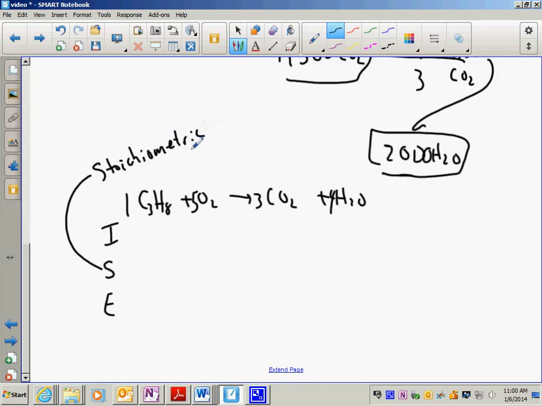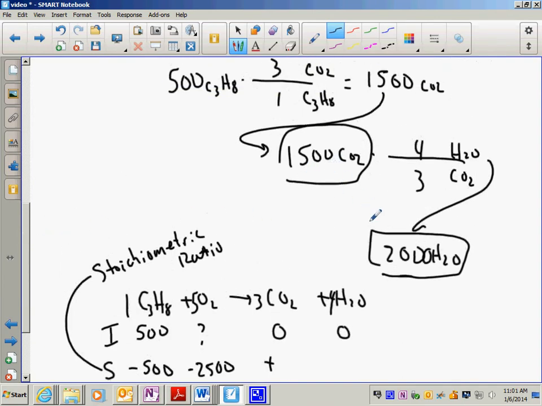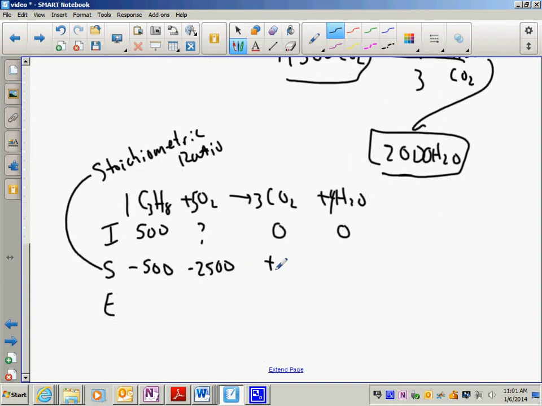Again, that's something that we'll do a lot of in the future, but I have 500 of these. I'm going to lose all 500 of these. I don't know how many I have of this, but I have to have some. This will tell me how much I need. I have 0 of these to start with. I'm going to have to lose 2,500 of these guys. I'm going to gain, it says here, 1,500 and 2,000. I'll gain 1,500 of these guys, and I'll gain 2,000 of these.